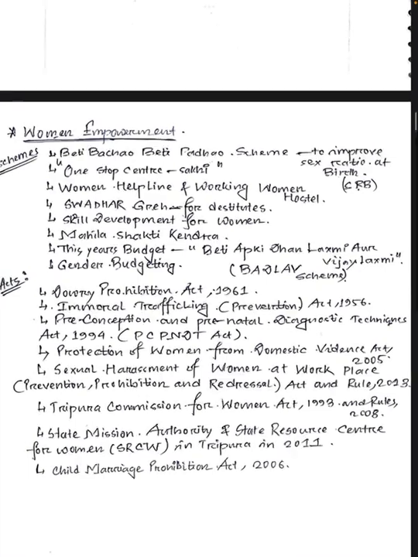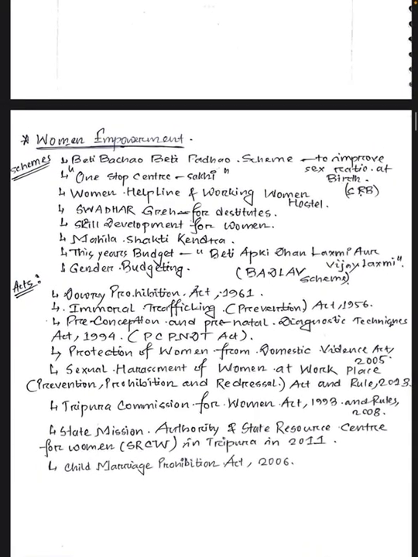And then I collected a few of the acts which are based on women empowerment. Like Dowry Prohibition Act, Immoral Traffic Prevention Act, Preconception and Prenatal Diagnostic Techniques Act, that is PCPNDT Act, Protection of Women from Domestic Violence Act, Sexual Harassment of Women at Workplace Act, then Tripura Commission for Women's Act, State Mission Authority and State Resource Center for Women in Tripura, then Child Marriage Prohibition Act, etc.